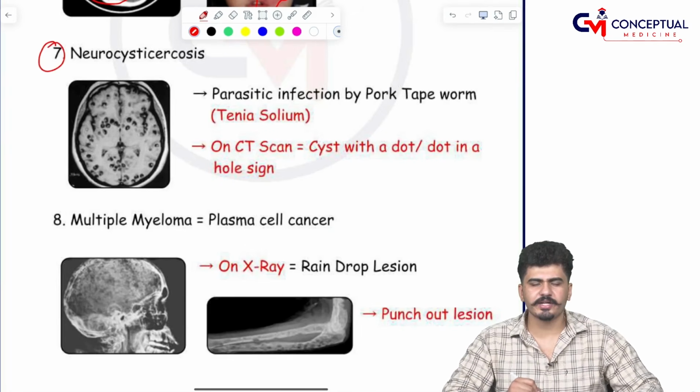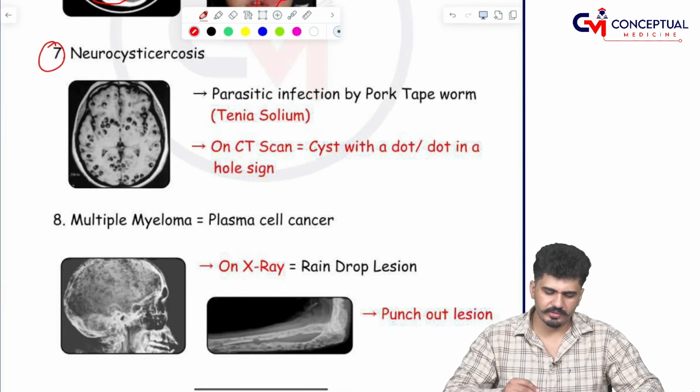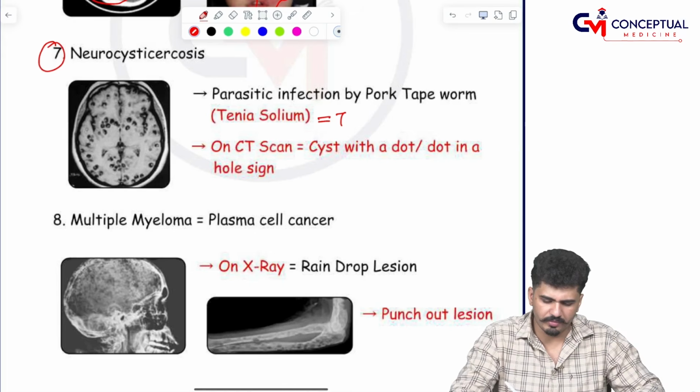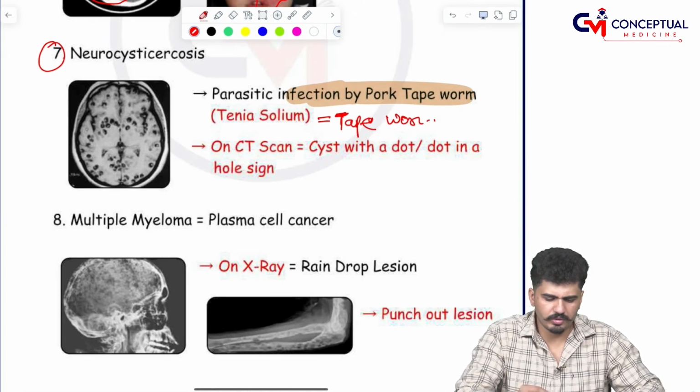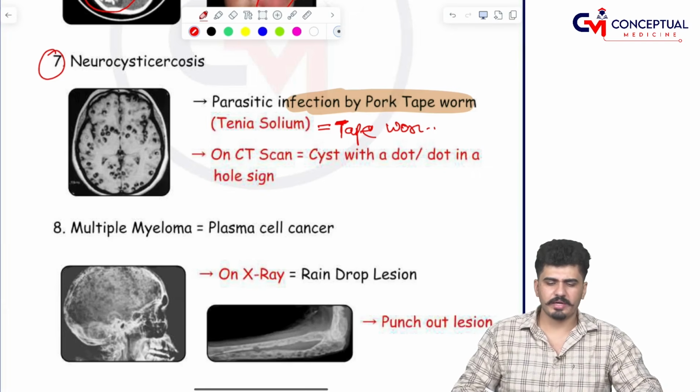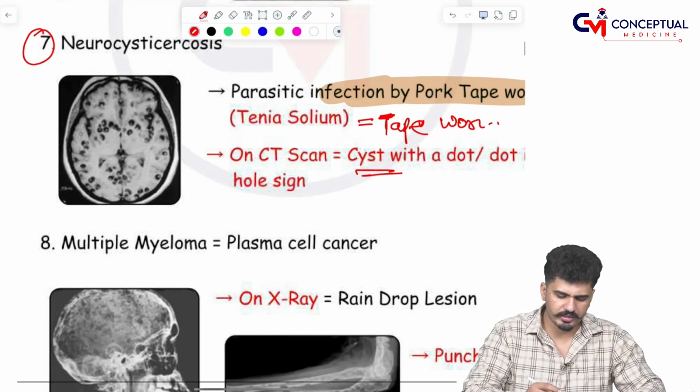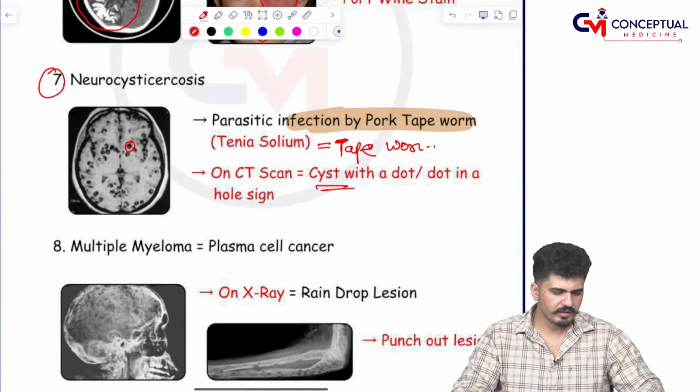Neurocysticercosis, yesterday only we have learned in microbiology, neurocysticercosis is caused by Taenia solium. This is a tapeworm caused due to eating of uncooked pork, and there will be a cyst in a dot or dot in a hole appearance. You can appreciate right here sir, cyst in a dot or dot in a hole appearance.